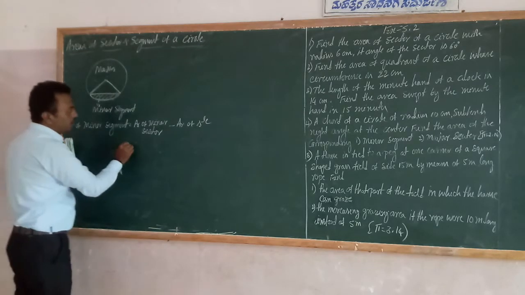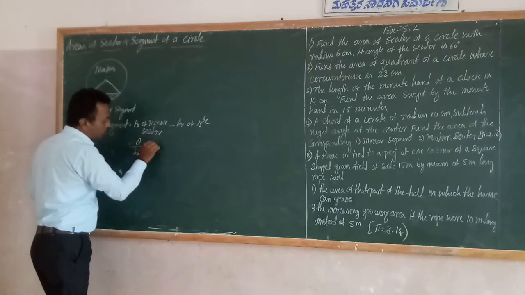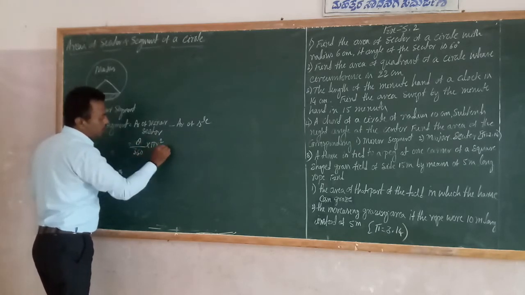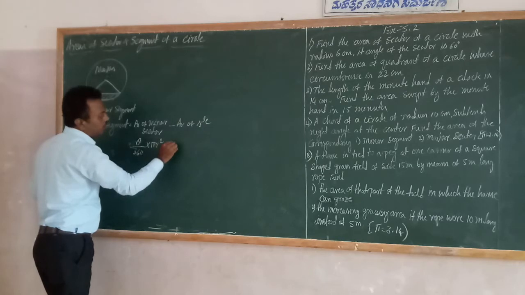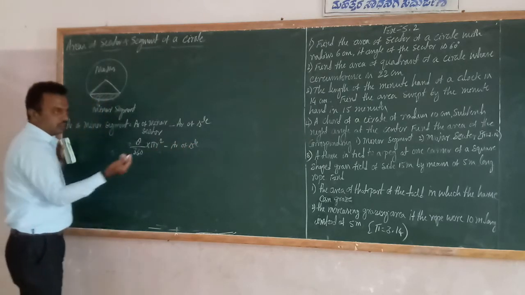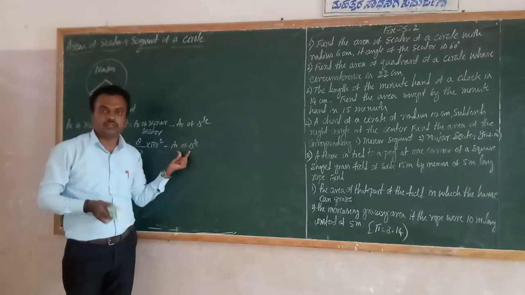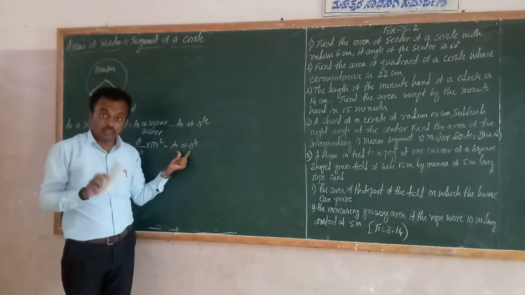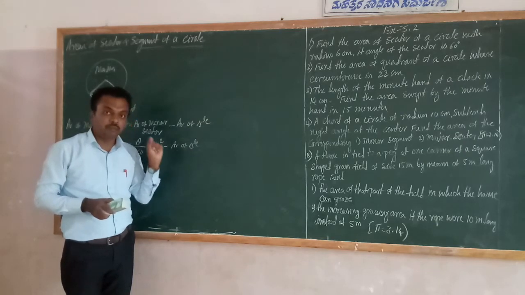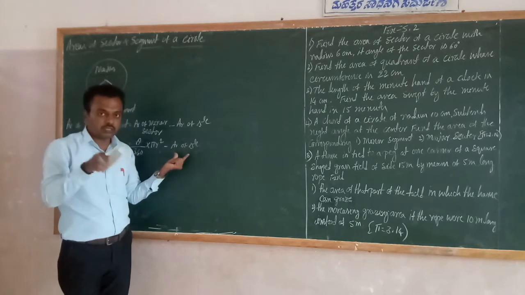So what is the area of the minor sector? Theta by 360 into pi r square, correct? Minus the area of the triangle. Which formula do you use for the area of the triangle? Half into base into height, or Heron's formula. If the base and height are given, we should use half into base into height. Otherwise, if the base or height is not given, we should use Heron's formula. Last year we already learned it.